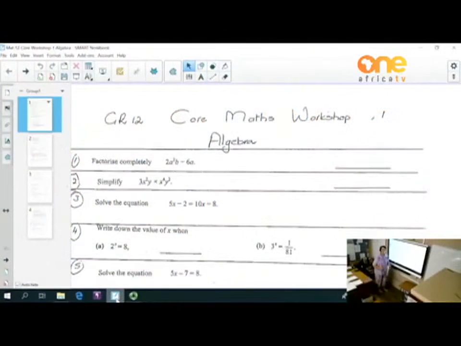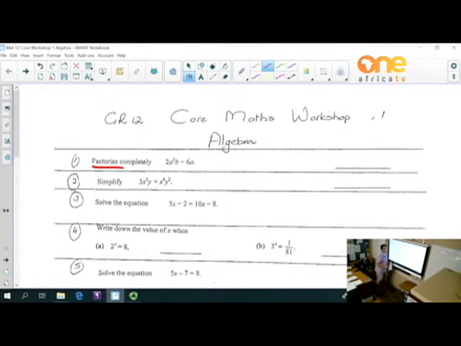Grade 12s, this is the core workshop for algebra. This is a revision workshop that we're doing now, doing revision exercises on algebra. The first question says factorize.